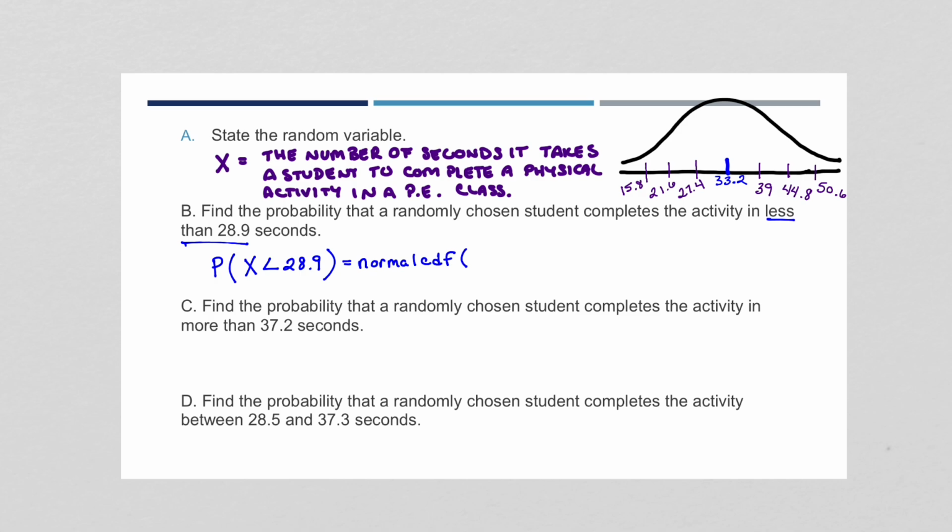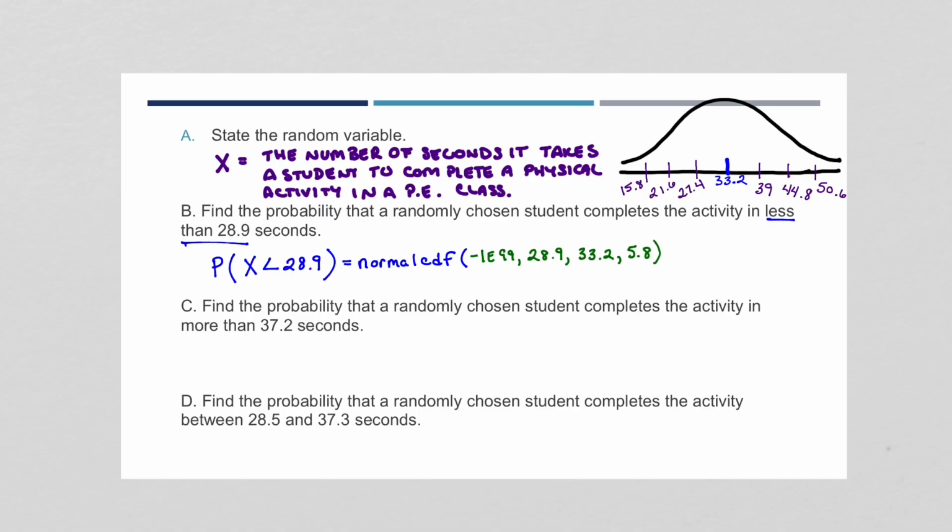So my shading, the lower bound, it went off to negative infinity. So I know I'm going to need to use 1E99 for my lower bound, and my shading stopped at 28.9. My mean, that doesn't change. That was given to us as 33.2 seconds. And my standard deviation was also given to us at 5.8 seconds. So again, we'll jump into the calculator after to look at this.